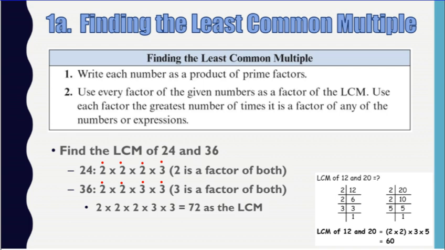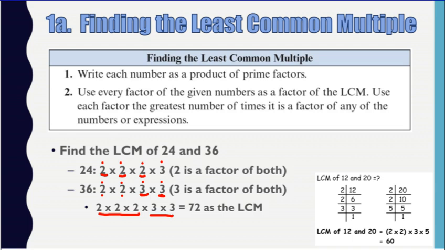So I have two factors. I have 2 and 3 being used. So I have 2. The most times it's being used is 3 because this one has 3 2's. This one only has 2. So I have to use the one with 3. That's why I put 3 2's down here. And then I have 3. The most that 3 is being used is 2 times. So I put both of those down here.